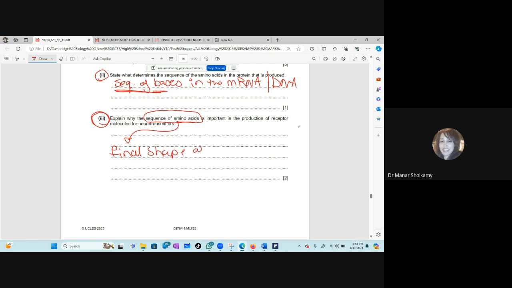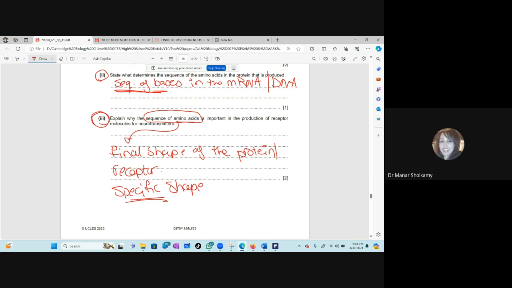Of the what? The receptors. Very good, of the protein, which is the receptor. And the receptor has a specific shape, okay, to bind with their neurotransmitter. They bind with a specific neurotransmitter.